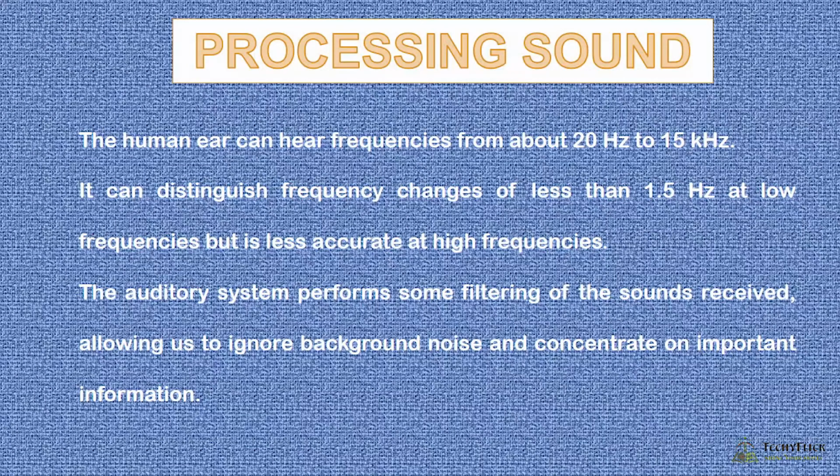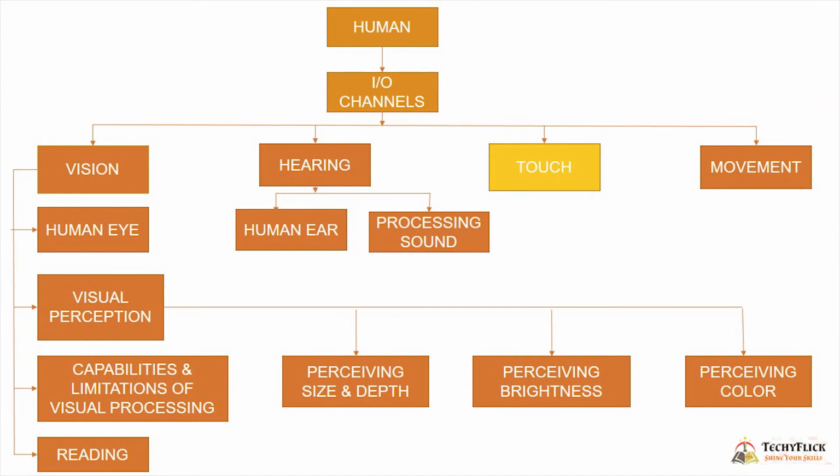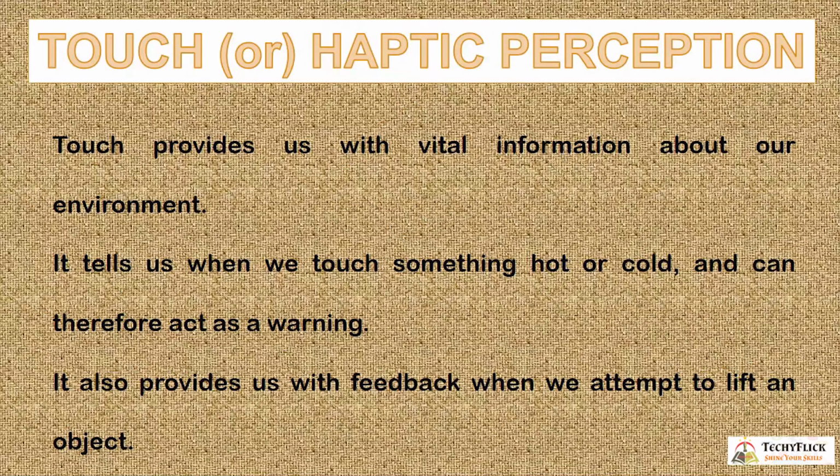The auditory system performs some filtering of the sounds received, allowing us to ignore background noise and concentrate on important information. The next input-output channel is touch. Touch provides us with vital information about our environment. It is also known as haptic perception. It tells us when we touch something hot or cold and can therefore act as a warning. It also provides us with feedback when we attempt to lift an object.